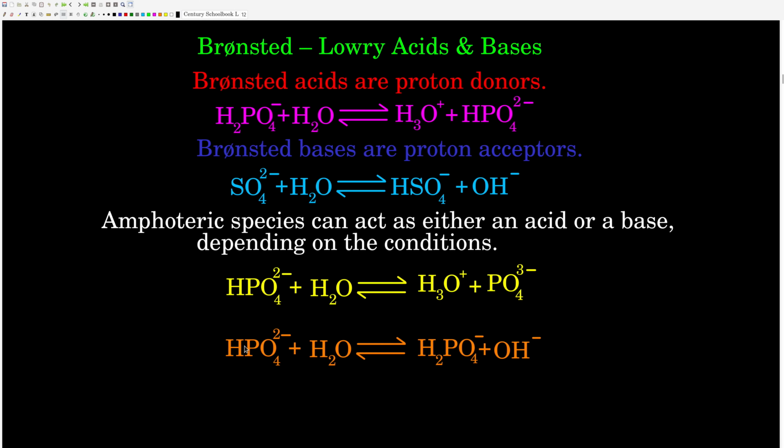Under different conditions, same exact compound, put hydrogen phosphate into water, it can accept a proton from water, forming the dihydrogen phosphate. So it accepted a proton, it's acting as a Bronsted-Lowry base, and notice here water is acting as a Bronsted-Lowry acid, and we form hydroxide.